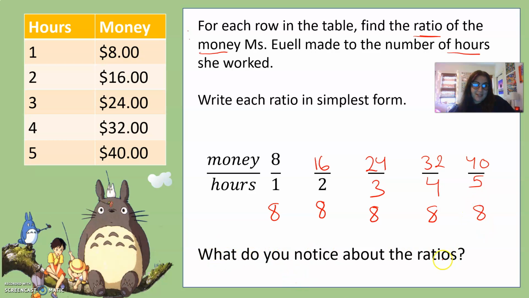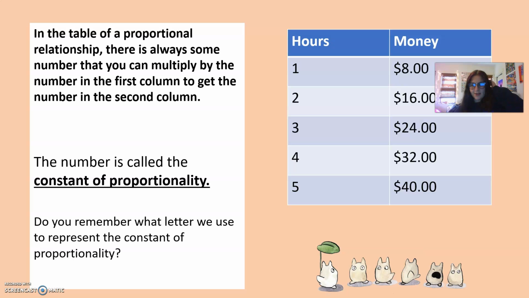So what do you notice about the ratios? They are, in fact, the same. So my ratio between money and hours for every single point here, every single row, is the same. My ratio is 8. So let's kind of pull this all together.